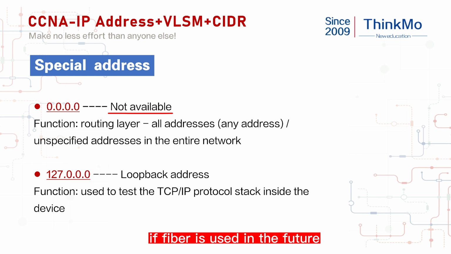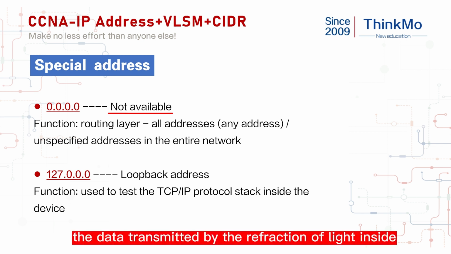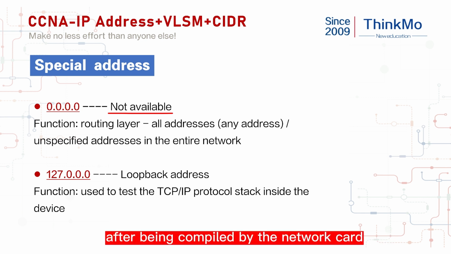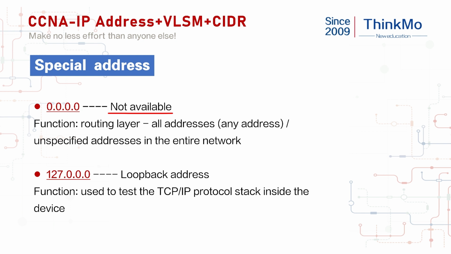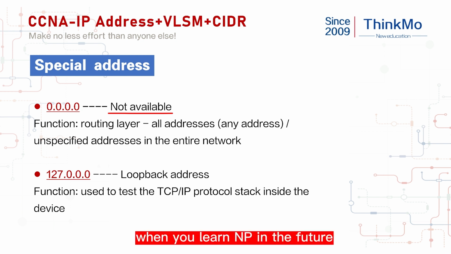If fiber is used in the future, it transmits light signals, the data transmitted by the refraction of light inside. After being compiled by the network card, it becomes 0101. When you learn NP in the future, we'll learn something called port mirroring. When you are in a project and actually capturing packets, you can use port mirroring to get the real message.